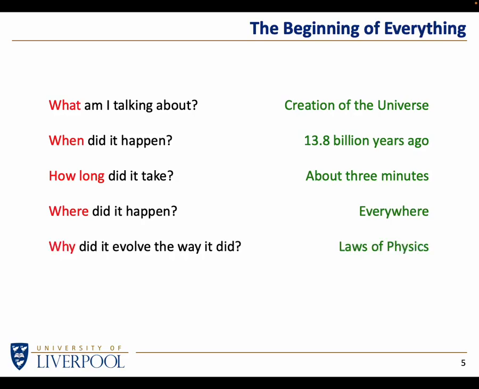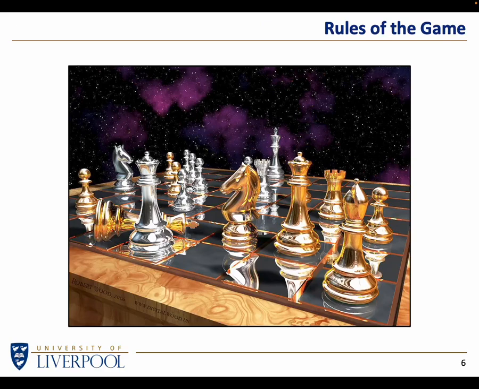Why did it evolve the way it did? If it was born 13.8 billion years ago, why did we end up with a universe that looks the way it does now? Well, that's because of the laws of physics. And how do we know all of this? Same answer, because of the laws of physics. So that's really what I'm going to be talking about this evening. How do we work out what the laws of physics are that get us from the origin of the universe to where we are today?